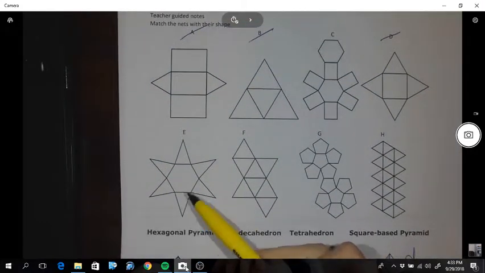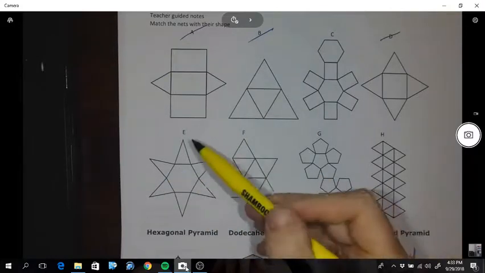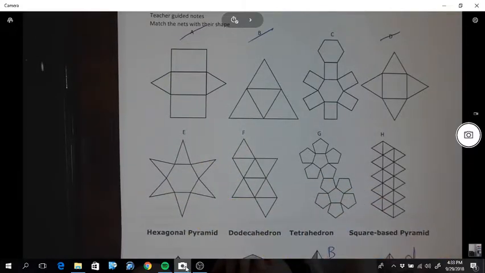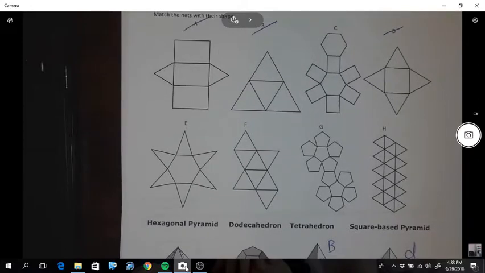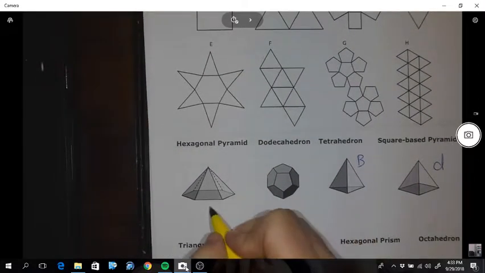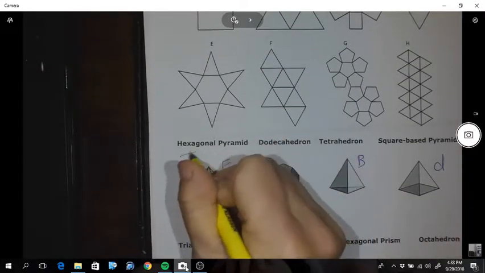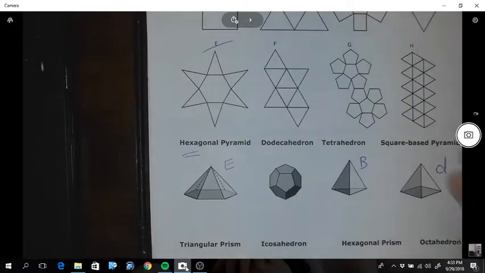This is fairly basic. Again, you have a base with all of these folded up. So there's 6 of those. So that looks like it would be this one right here, a hexagonal pyramid. Hexagon means 6 sides.